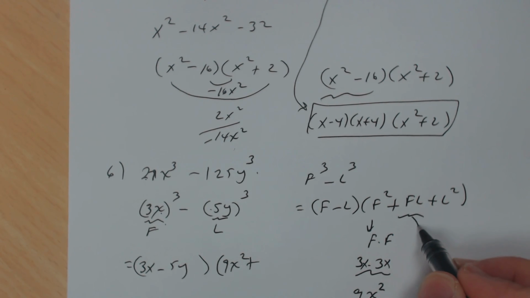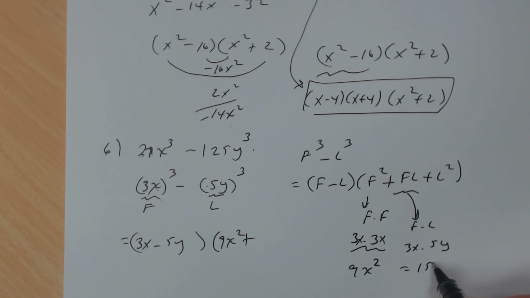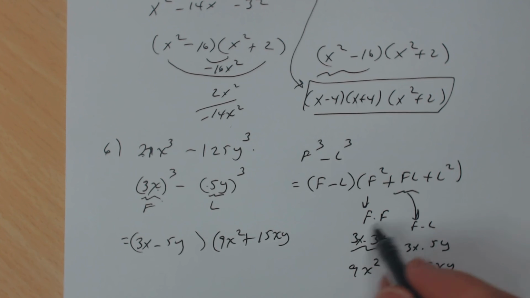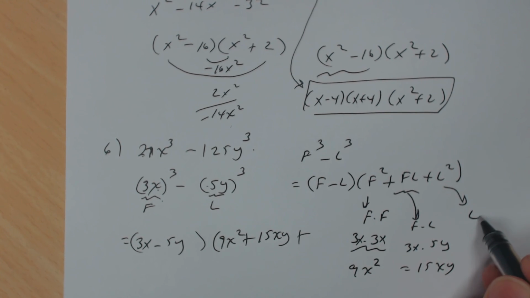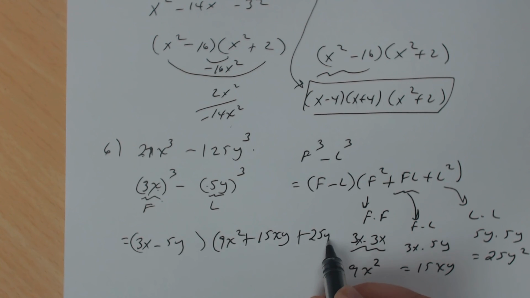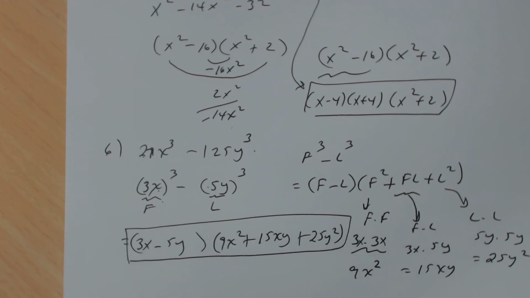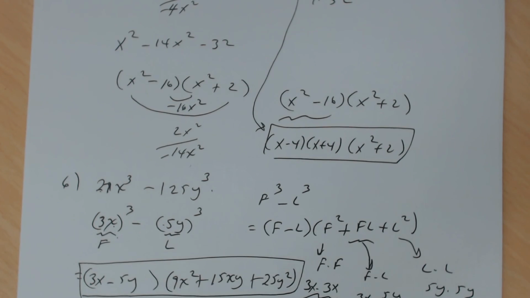Plus F times L. So F is 3x, L is 5y. 3x times 5y is 15xy. So that goes here, 15xy. And then plus L squared means L times L. If L is 5y, 5y times 5y is 25y squared. So that goes here. All right, and that's your answer. You're done. Okay, so that's going to conclude this part.